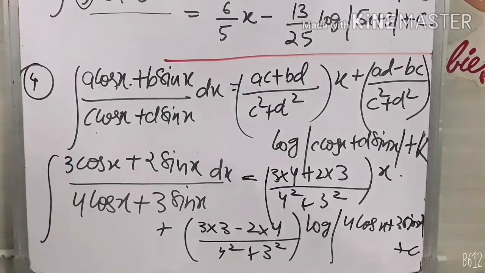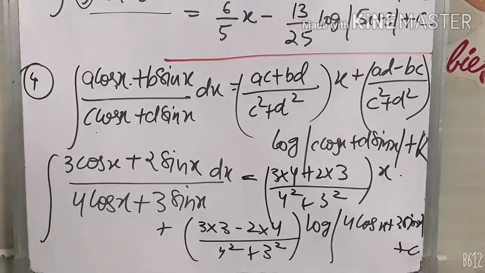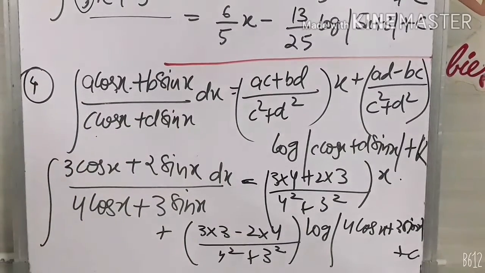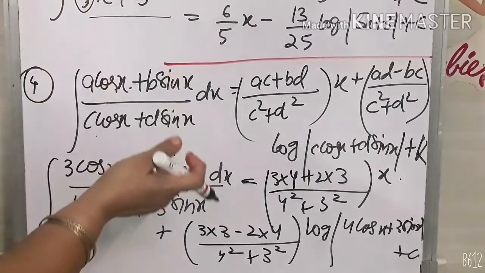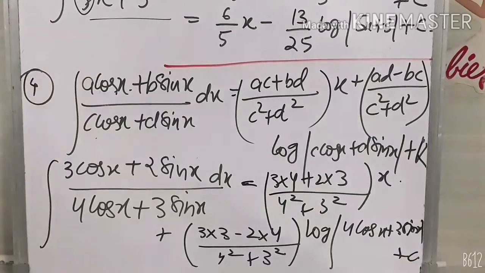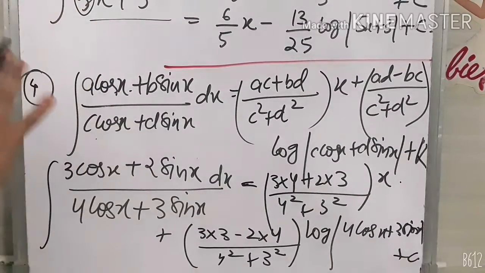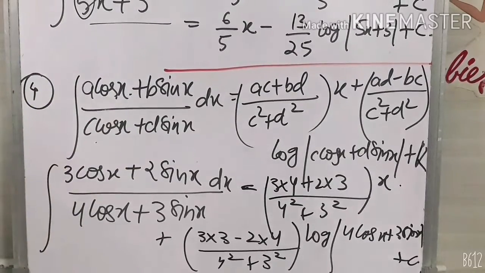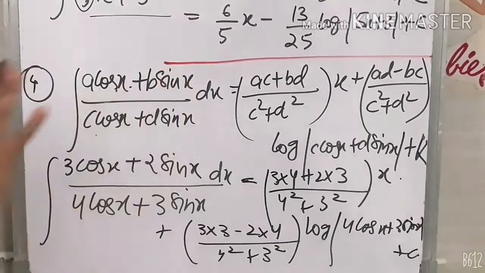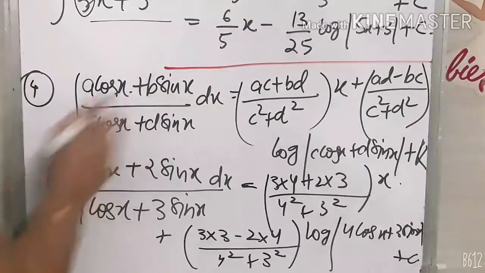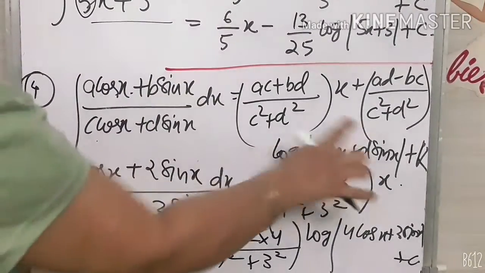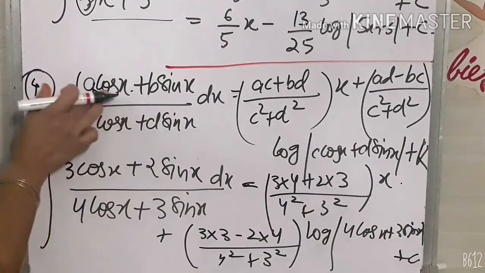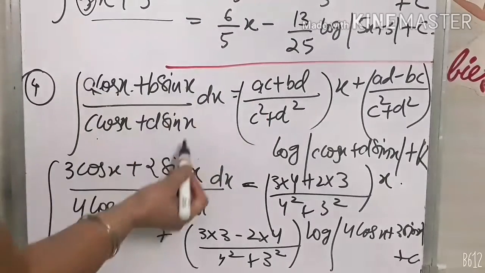Now the fourth one, (a cos x plus b sin x) by (c cos x plus d sin x). The procedure is very lengthy. I think you remember how we find this integration: the numerator is equal to a into the differentiation of the denominator plus b into the denominator, then we compare the values and get something, and it will be very lengthy. That is according to the board, for the CBSE or whatever board you are doing. Now this is for the competition. In one step you will get the answer.